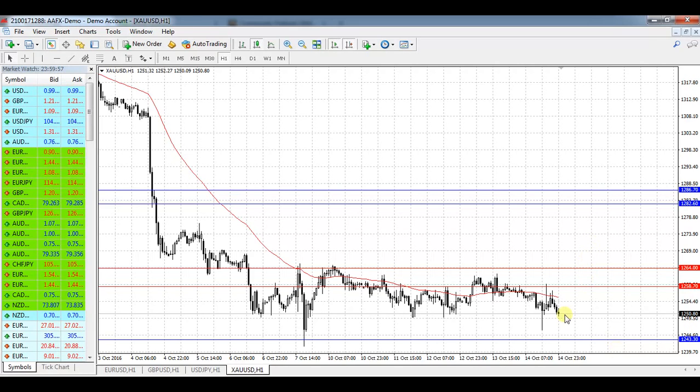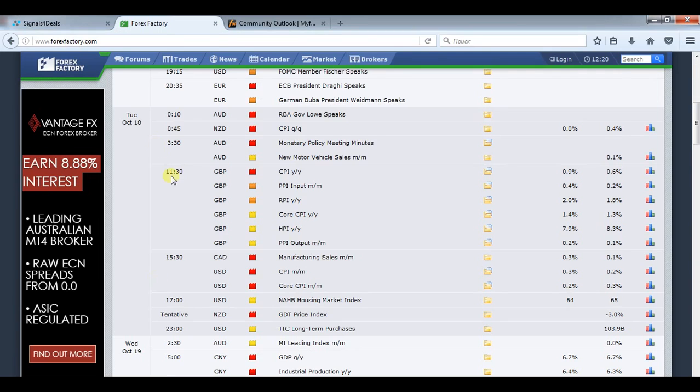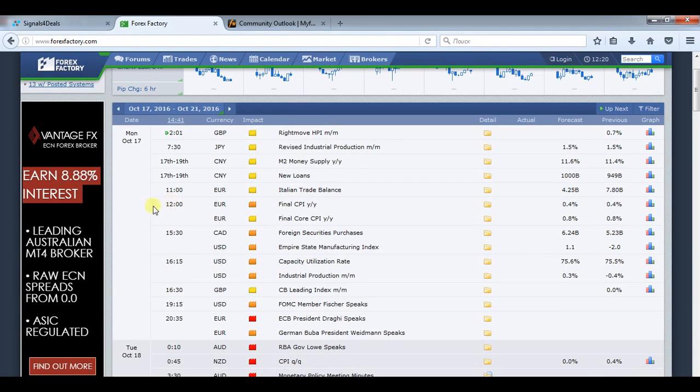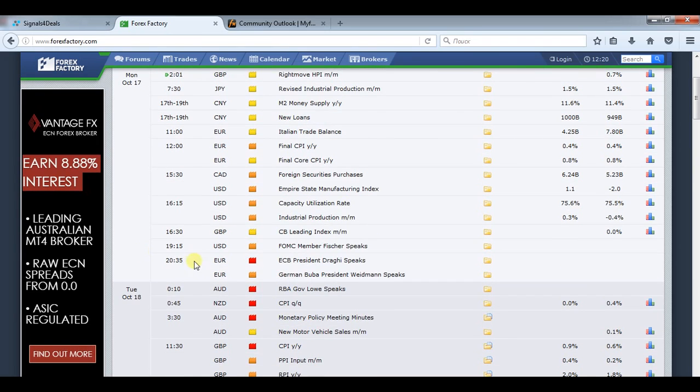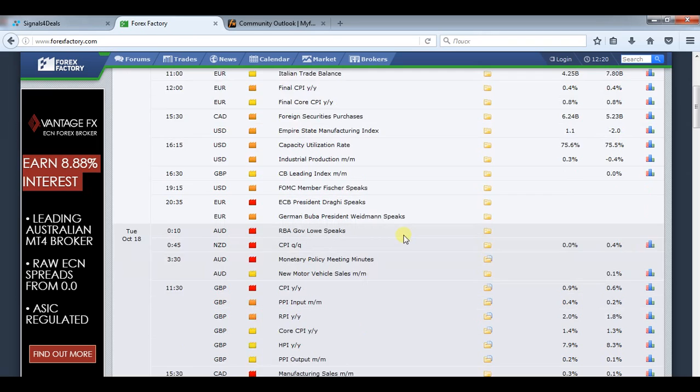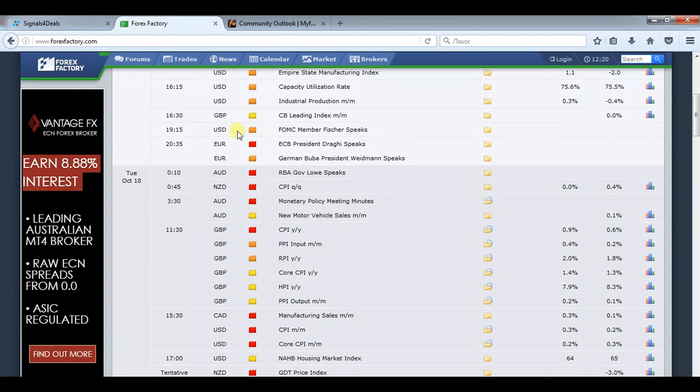Let's take a look at our main market news for the current week. As you can see, on Monday there will be a Draghi speech, so it's quite important news, especially for the euro. So really you should be very careful if you have some deals already.